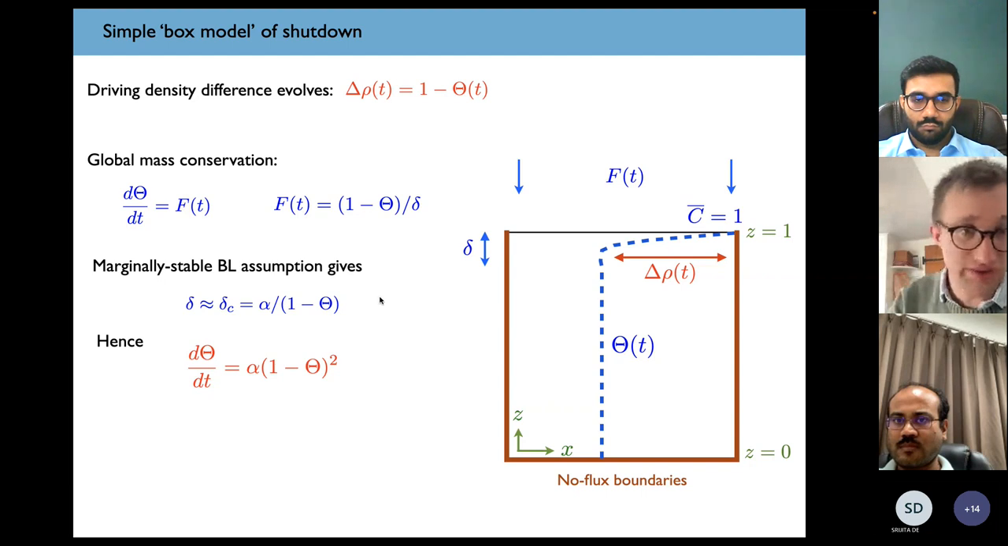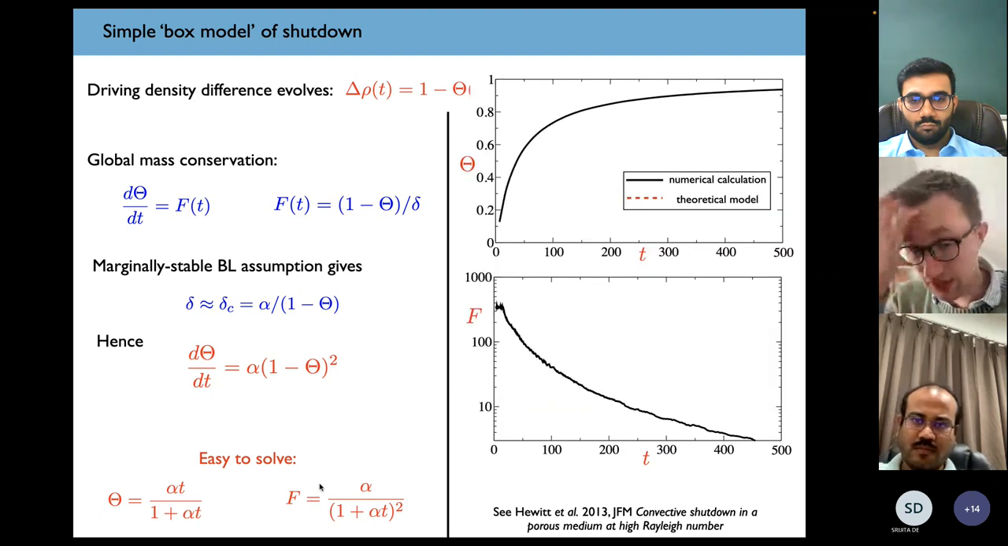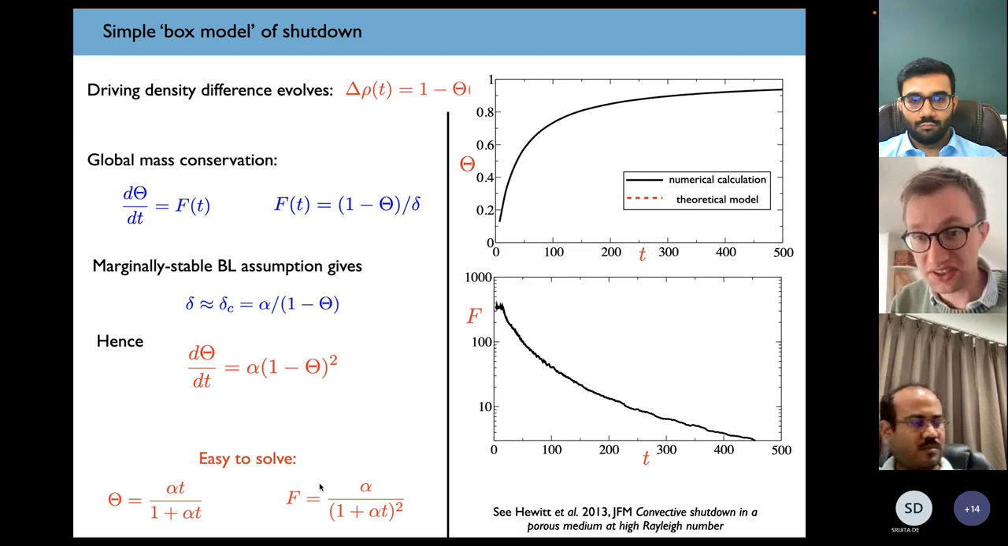So you can chuck that into the model, and you end up with this simple evolution equation for theta, given here. This is really just mass conservation plus that convection closure law, which you can solve. It's a pretty straightforward ODE, and you can just write down what theta is and therefore what the flux is as a function of t. And it turns out that these simple laws are actually incredibly good.